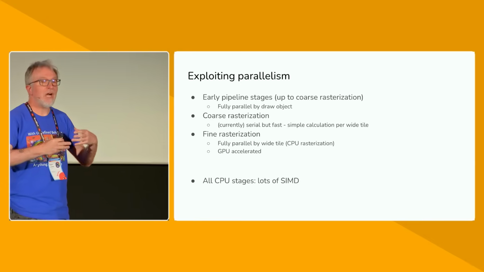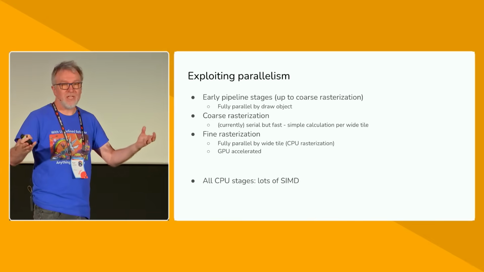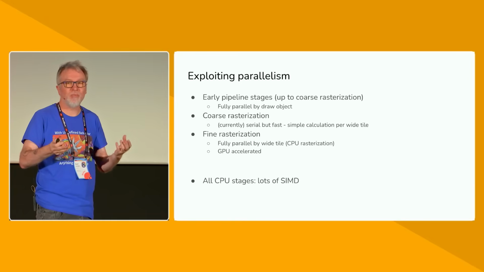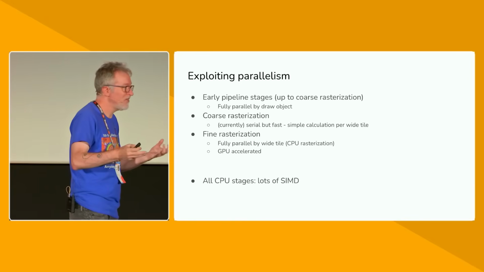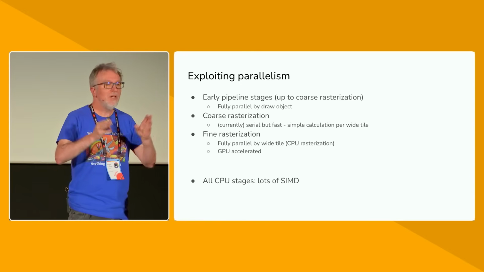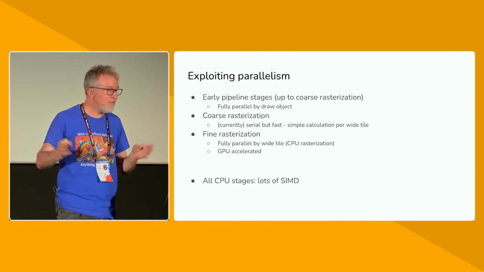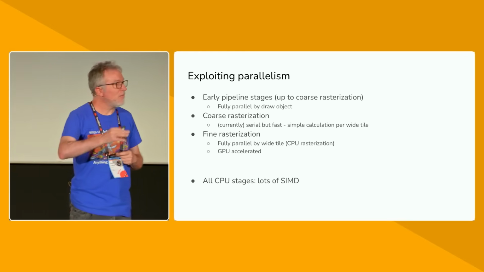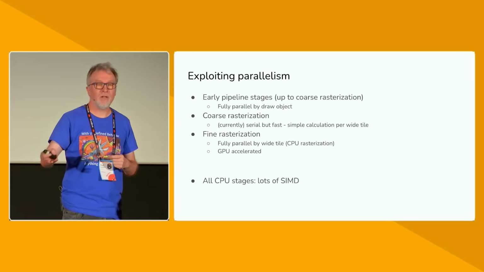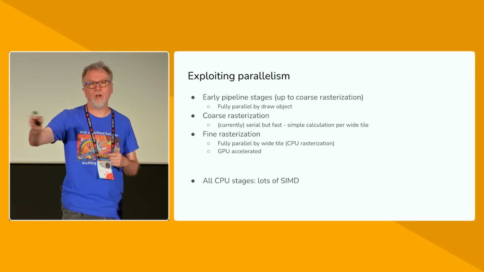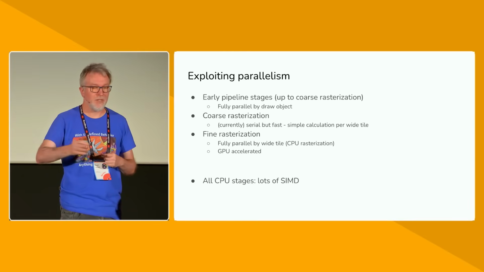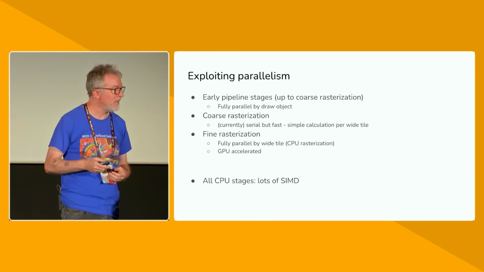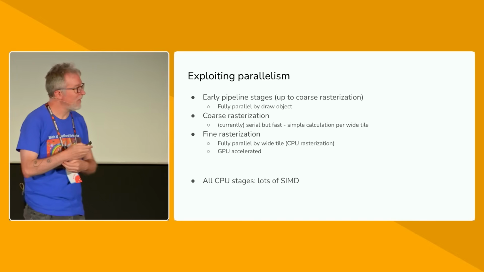again, parallelism is the name of the game. This comes from GPU land, where you have massive parallelism, where if you are not able to express your problem in at least 10,000 threads, you're not using the hardware. On a CPU, you don't have tens of thousands of threads, but you may have a dozen. So all of the early pipeline stages up to coarse rasterization are fully parallel by draw object. So you render all of the paths. They're all completely independent of each other. There's no need to serialize that. So you can effectively just put those out to Rayon and have them all rendered in parallel.